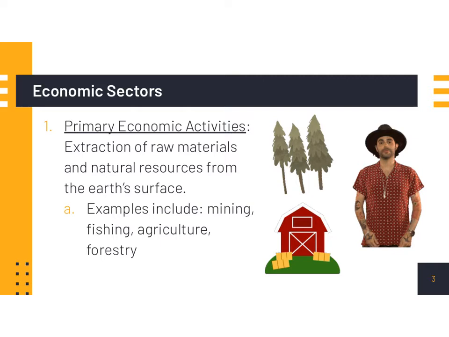So what this has to do with is how you're working with the earth. So if you're extracting from the earth, you are working in the primary sector. The main examples are mining, like pulling oil, petroleum, coal, fishing, agriculture, forestry, taking down trees, and anything that you're pulling from the ground is a primary economic activity.